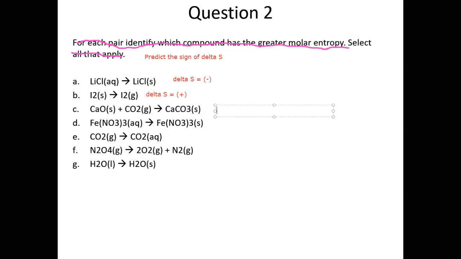Next, we have the synthesis of calcium carbonate. So we have calcium oxide plus CO2 gas gives us calcium carbonate. And again here, since we have 1 mole of gas on the reactant side, 0 moles of gas on the product side, delta S would be negative.